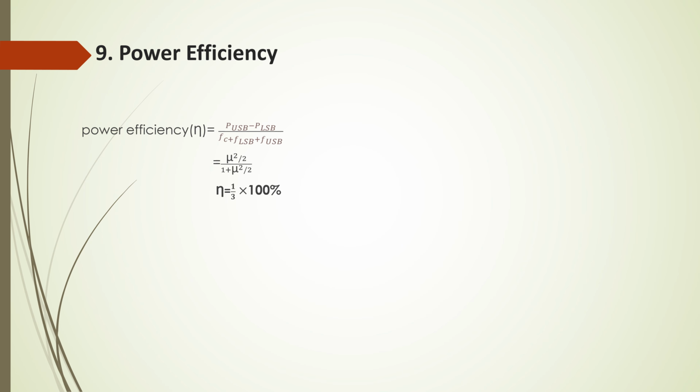Power efficiency. Power efficiency = (PUSB plus PLSB) divided by (PC plus PLSB plus PUSB) = (mu squared by 2) divided by (1 plus mu squared by 2). Power efficiency equals 1/3, that is, 33.33%.